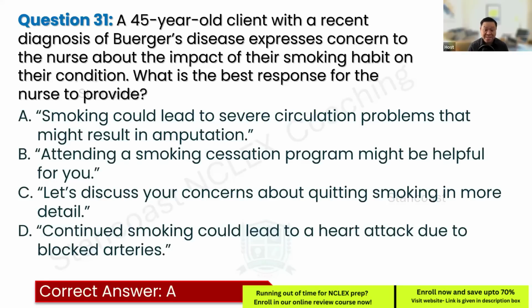For letter C, this therapeutic response does not answer the client's specific question. Letter D is also incorrect because Buerger's disease primarily affects the peripheral arteries, not the coronary arteries. Now, your task here is to choose the answer that directly addresses the client's question, especially when discussing potential progression of the disease.